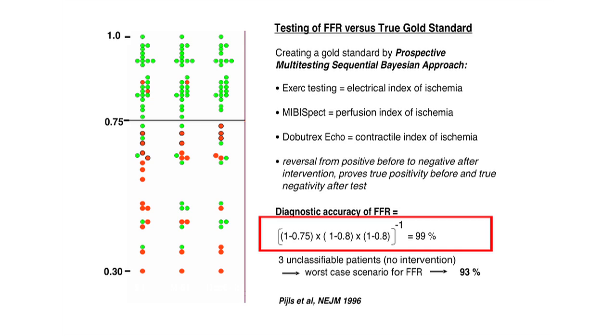These three are independent. That means that if the exercise test has a limited accuracy, let's say 75%, if the MIBI has an accuracy of, let's say, 80%, and the stress echo also of 80%, the combined chance that all these three tests will give you wrong results is given by the equation in the bottom of this slide, and that accuracy of the FFR calculated in that way is more than 99%.